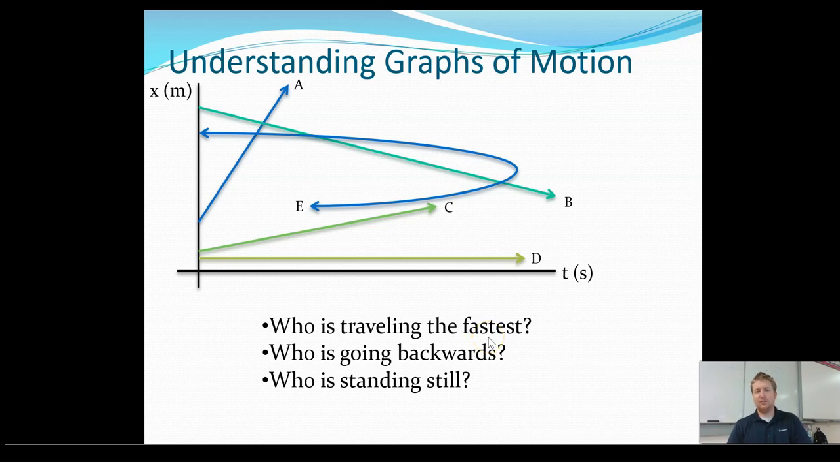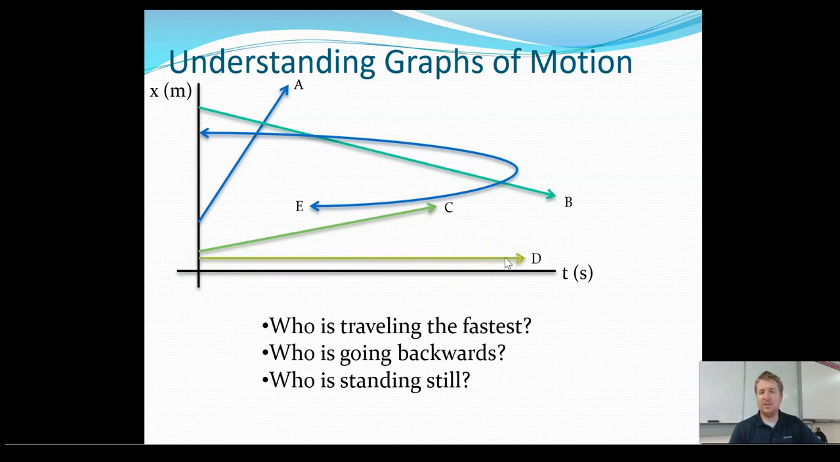Who is standing still? If you're standing still, and I'm standing here, my position would not be changing. You sitting on the couch, or standing in line at the movie theater, you would not be moving, and so your position is not changing. So which one of these lines represents a position that isn't changing? The answer would have to be D. Notice our position, which is on the y-axis, never changes. It's a consistent line. If we assign this to a number 1, it would be 1 all the way across.